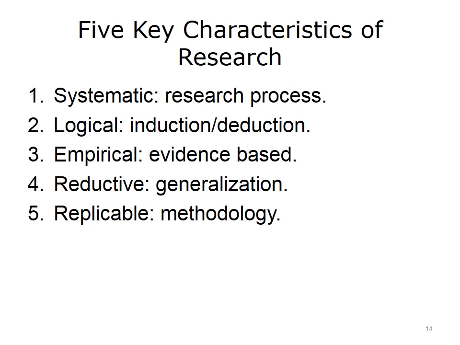There are 5 key characteristics to research. First, it is systematic. In other words, there's a clearly defined process. This is often referred to as the philosophy of science.